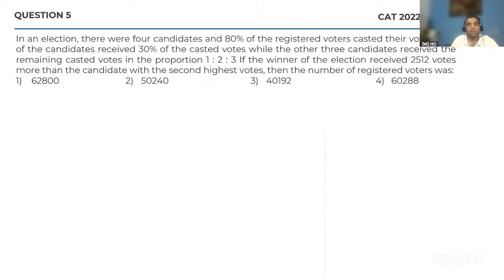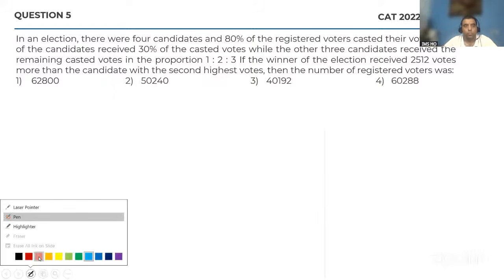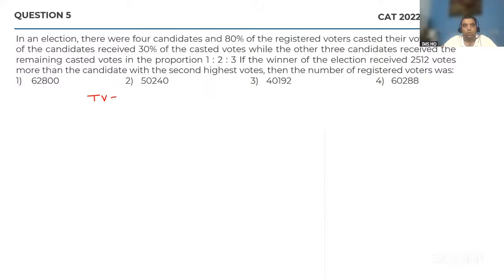One way to look at this question, which is a basic way, because initially they're talking in terms of percentage only, is to assume the total voters are 100x, or 100%. The reason I assume 100x is so that I don't have to deal with fractions. So these are the total registered voters. Now, the number of people who casted their vote, the voters who casted, is equal to 80x.